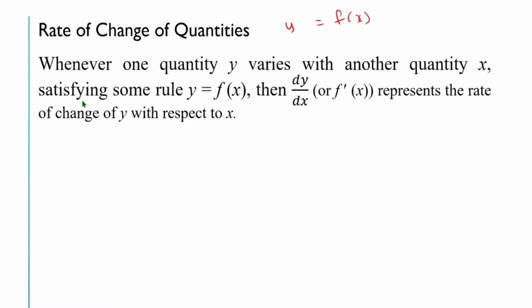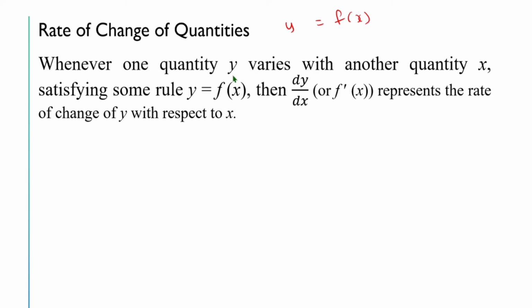We always write y as a function of x, y equal to f of x. Whenever one quantity y varies with another quantity x, it satisfies some rule given by y is equal to f of x. Then the derivative of y, dy by dx or f dash of x, represents the rate of change of y with respect to x.